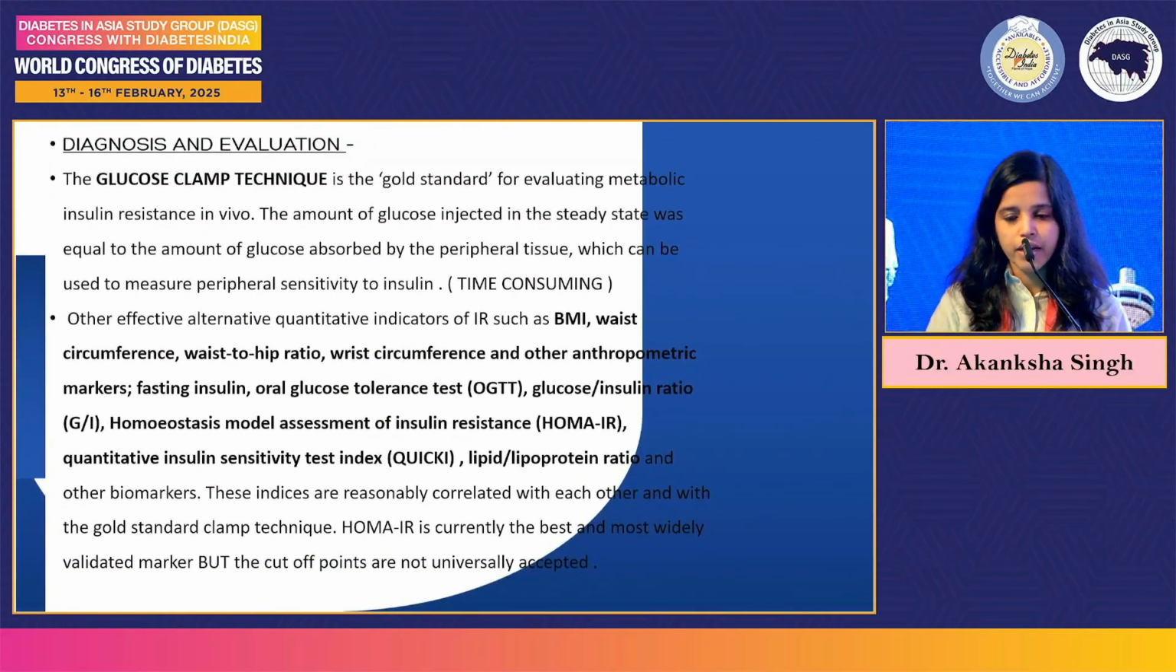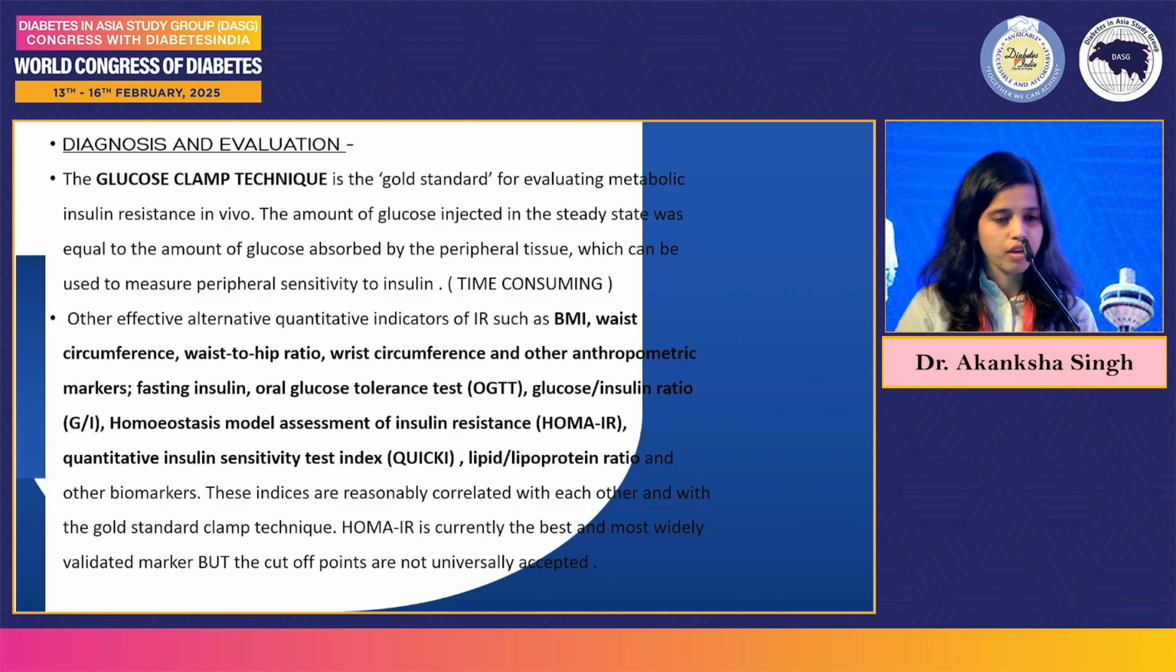So how do we diagnose a case of insulin resistance in a PCOS patient? The gold standard is the glucose clamp technique that is used in vivo. The amount of glucose injected in the steady state is equal to the amount of glucose absorbed by the peripheral tissue, which can be used to measure the peripheral sensitivity to insulin. But the major drawback is that it is very time consuming.